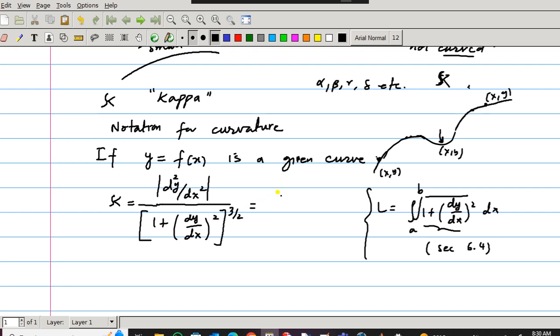You can also write the second derivative as f double prime of x. So we will take the absolute value here, and 1 plus f prime x square to the power 3 by 2. Whatever formula is easy for you, you can use it. Either write dy by dx or f prime, d2y by dx square or f double prime. Both are the same.